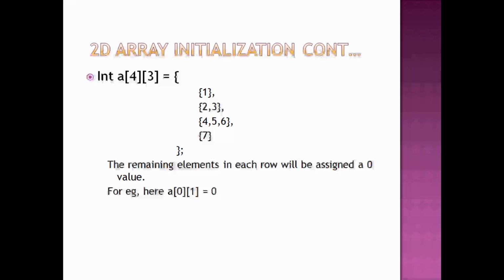So if we see the first row, only one element is there, so what about the other two elements? The other two elements by default will get 0 value. So please remember, if the values are not initialized, they will have what? 0 values. So for example, 0 1 element will be what? 0. 0 2 element will be what? 0.